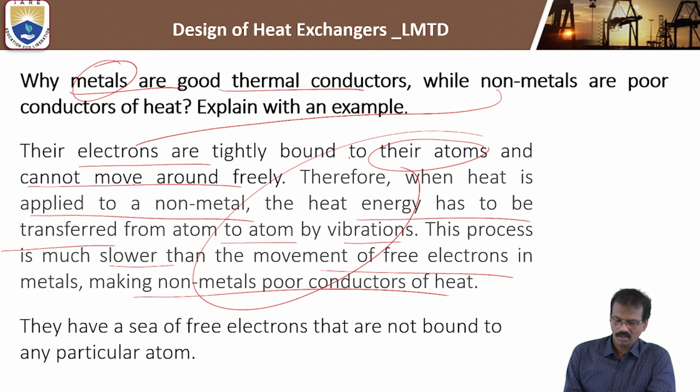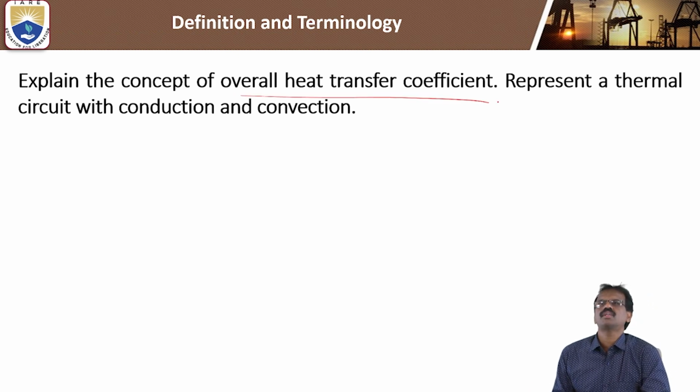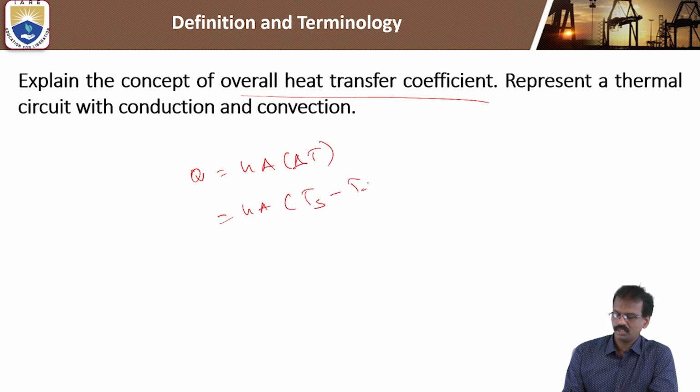But metals have a sea of free electrons, so those carry the heat energy. Okay. Next, explain the concept of overall heat transfer coefficient. According to convection, we know that Q is equal to hA into delta T, where delta T means T solid minus T fluid. h is the heat transfer coefficient.